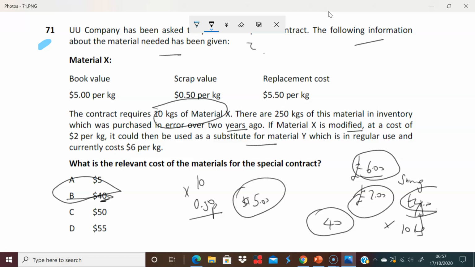So the key point is, as a result of using this 10 kilograms, we are losing out on a potential saving for this special contract. So technically, you could almost think of it like this. You would literally have to pay £40 to the owner of the Material Y department to take that stock. You could argue it that way as well. So the answer to 71 is B.